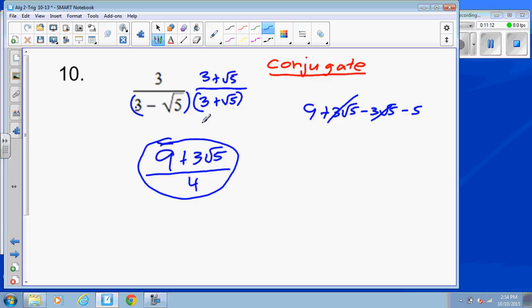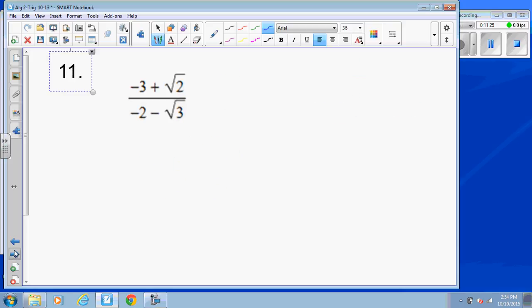Some of you eventually will start to realize that when we multiply conjugates together, the middle term will always cancel out. So some people don't even bother doing it, but I want to do that to show that that's really what happens. The next two are a little bit more complicated, but the same principle. We just have more work because the top is also a binomial.